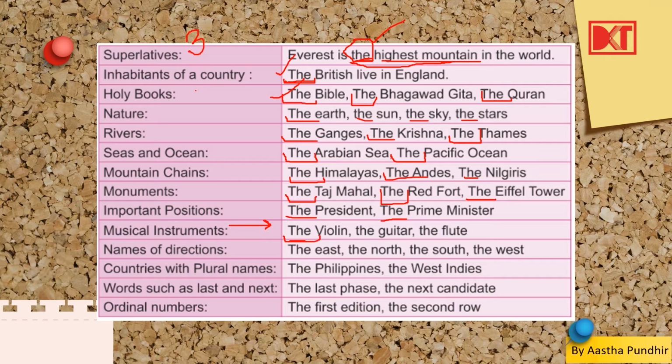For directions as well, हम point out जब करते हैं directions के लिए, then again we use the east, the north, the south, the west. Countries with plural names, the Philippines, the West Indies. और हम कहते हैं the United States of America. Okay. Then words such as last and next, the last phase, the next candidate. And ordinal numbers के लिए भी the first edition, the second row.